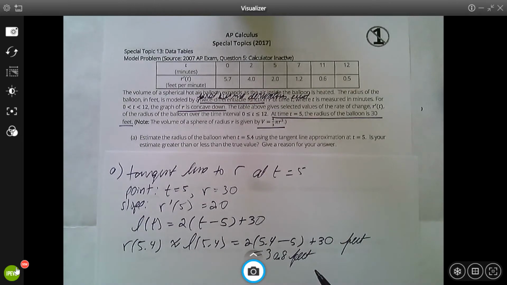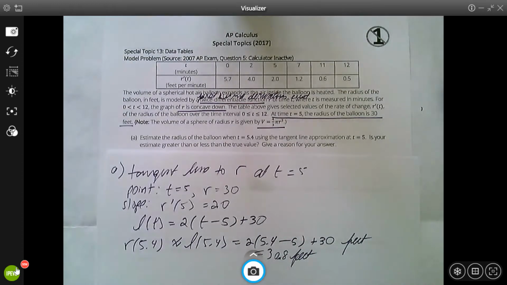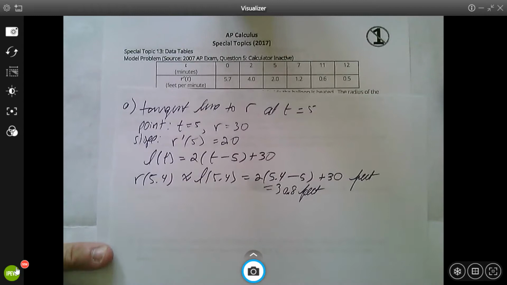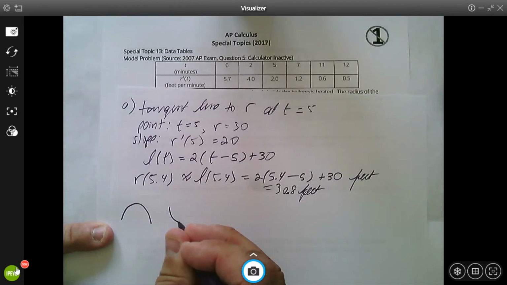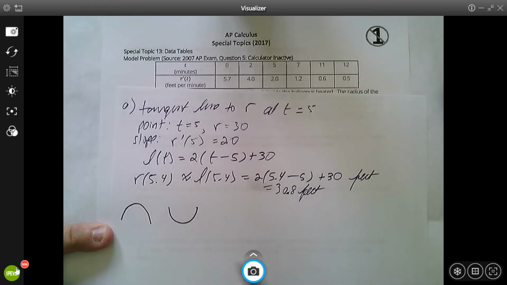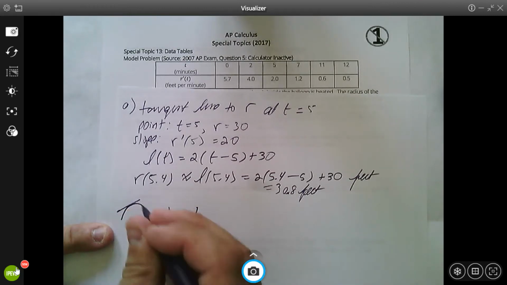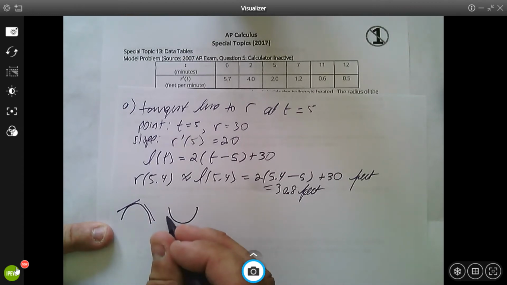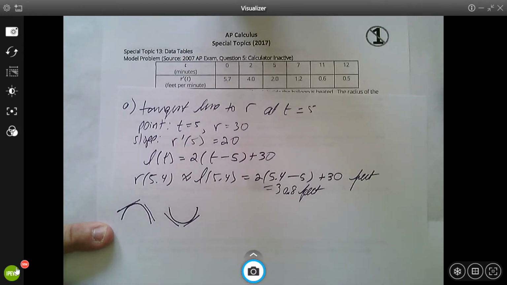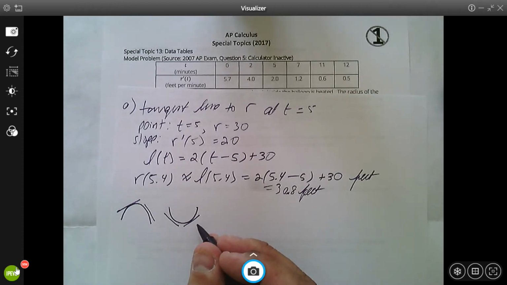Now, we still need to determine whether our estimate is an underestimate or an overestimate, and we've encountered this in some of the other videos that I've filmed. You need to know about the concavity of r. How is the graph bending? If your graph is concave down, then all your tangent lines are above the graph, and you get overestimates. If your graph is concave up, your tangent lines are below the graph, and you're going to get underestimates.